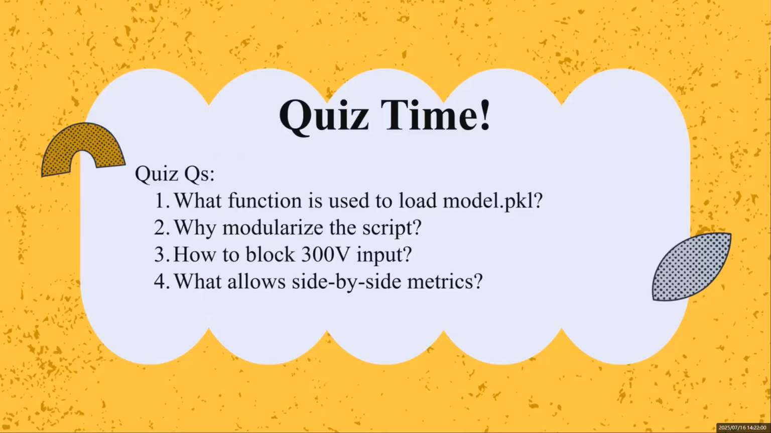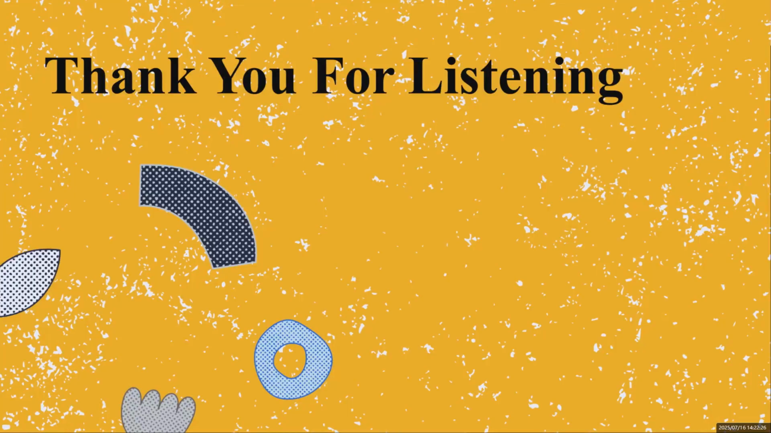So I have a little quiz for you. Could you let me know what function we use to load our model.pkl? That's number one. Number two, why do we modularize the script? Number three, how do we block invalid input? Number four, what allows side-by-side metrics? So that's just a few questions I have for you in the form of a quiz.